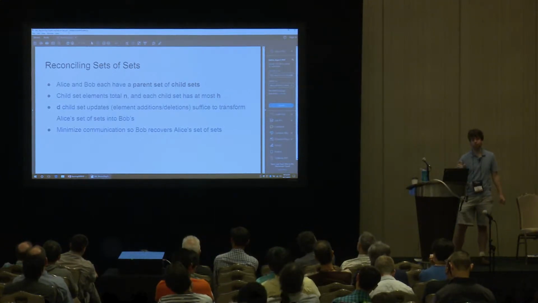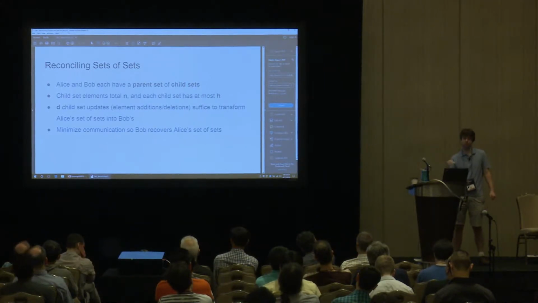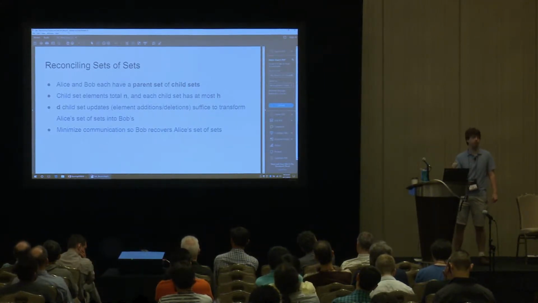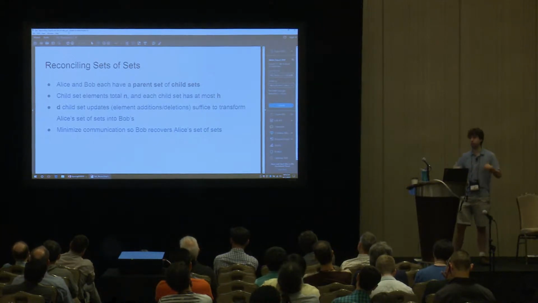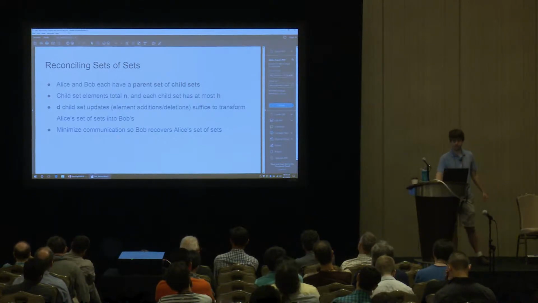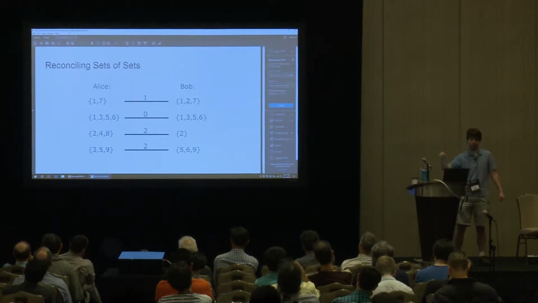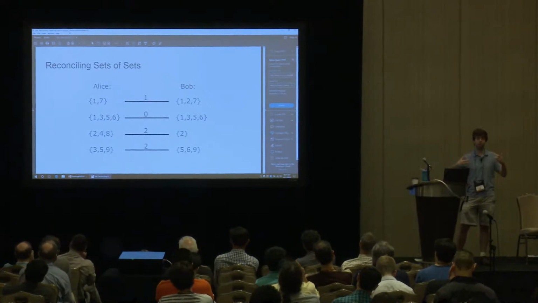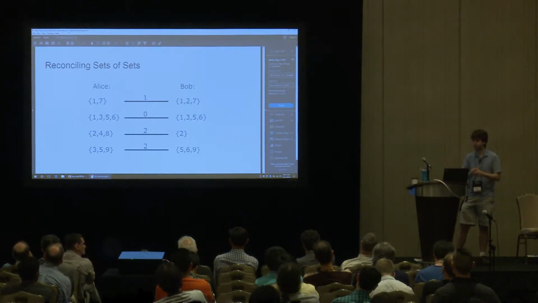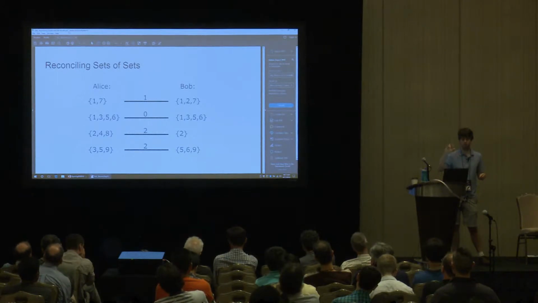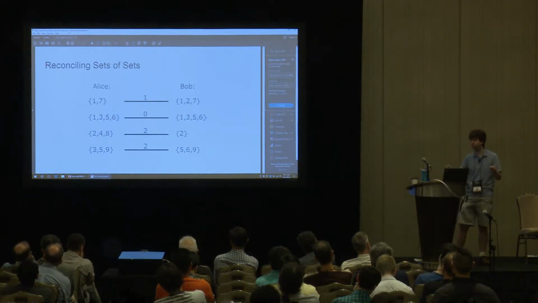And our closeness measure is now that the total number of child set updates, additions and removals, from Alice and Bob's child sets suffice to make their two sets of sets agree. As before, we want to minimize communication, so Bob recovers Alice's set of sets. Another interpretation of this bound D is you can imagine taking the min-cost matching between Alice's child sets and Bob's child sets, where the cost of matching them is their set difference, then the total cost of this matching is D. Our protocols won't generate this exact min-cost matching, but it's a useful conceptual tool.